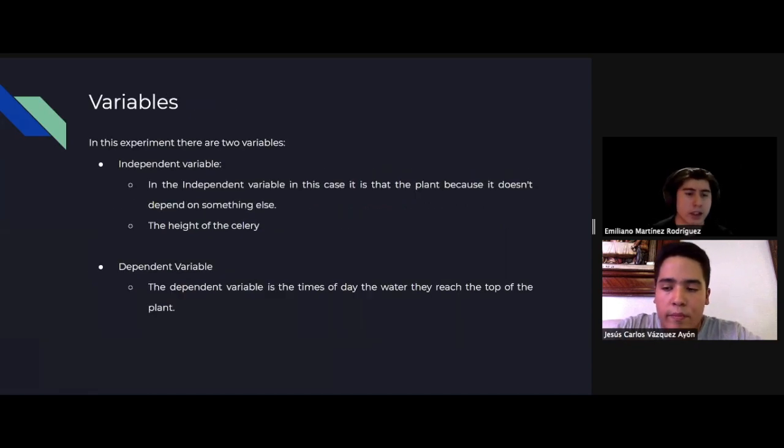The variables. In this experiment there are 2 variables. The independent variable in this case is the plant, because it doesn't depend on something else, and the height of the celery. And the dependent variable is the time of day that the water reaches the top of the plant. And with an honorable mention is the control variable, which in all experiments is a control variable.